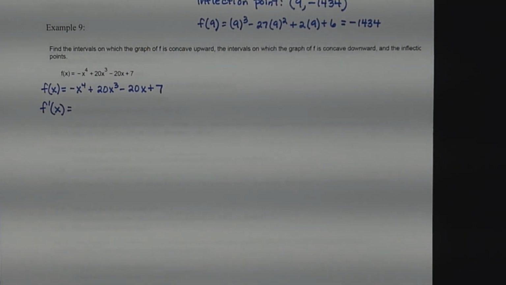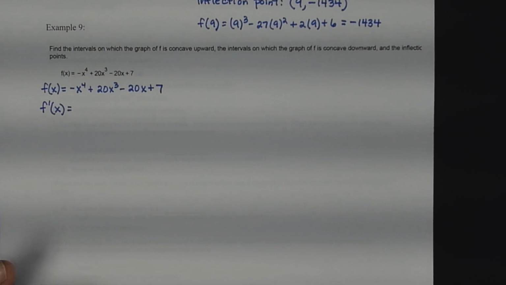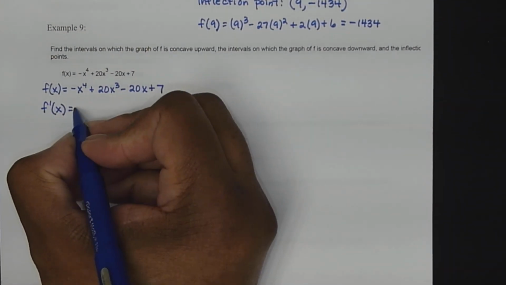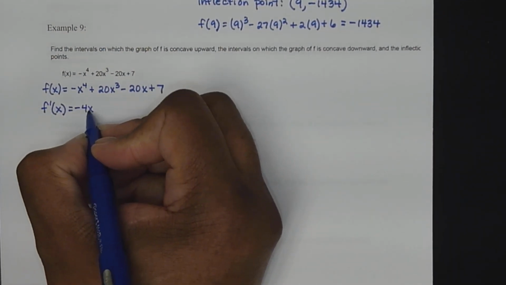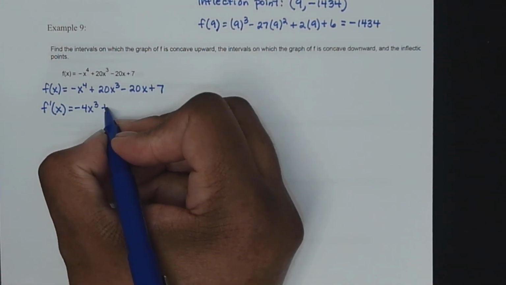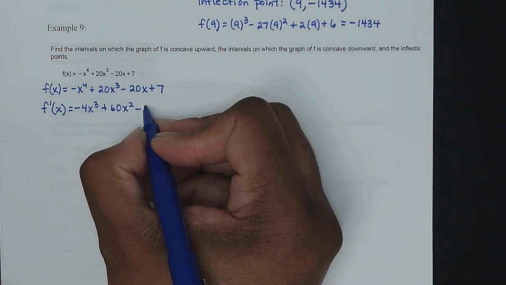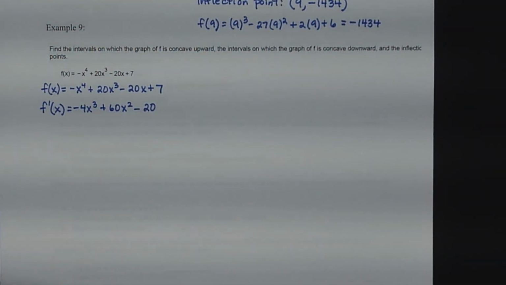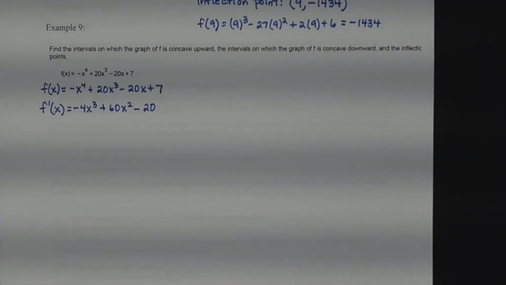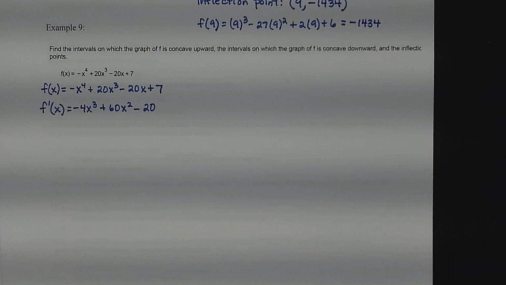And let's take the derivative of this function, the first derivative, by the way. The derivative of negative x to the 4th would be negative 4x cubed. The derivative of 20x cubed would be a plus 60x squared, minus the derivative of 20x would be 20, and the derivative of 7 is 0. So f prime of x will be negative 4x cubed plus 60x squared minus 20.